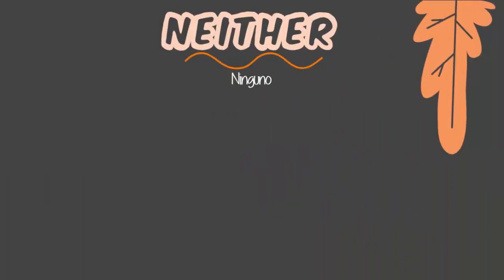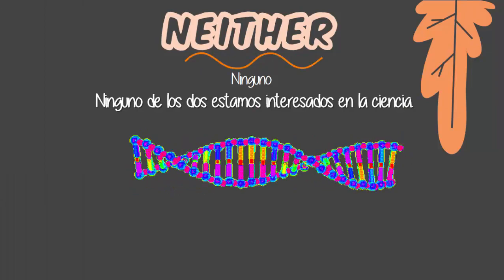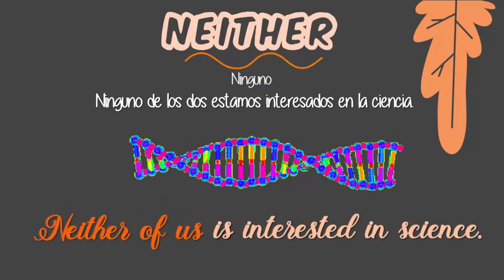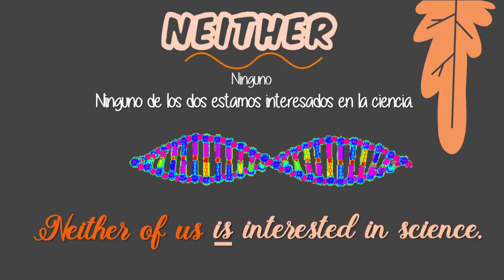Then we have neither. Neither means ninguno. Ninguno de los dos estamos interesados en la ciencia, por ejemplo. Neither of us is interested in science. Quiero que vean acá que cuando usamos neither, mi sujeto es como que si fuese singular, aunque estoy hablando de dos personas, de alguien más y de mí, ¿ok? Por eso es que estoy usando is. Neither of us is interested in science.